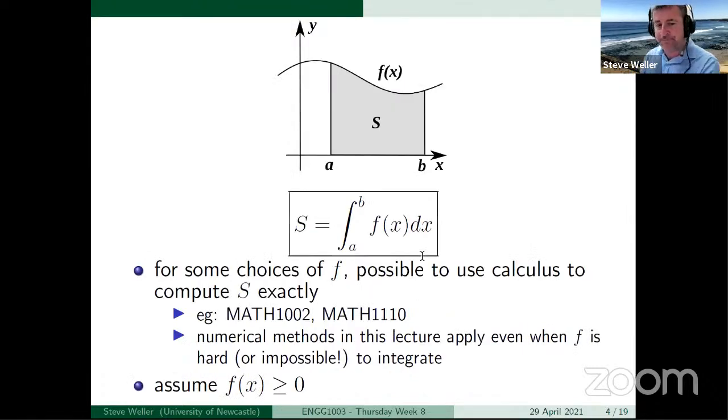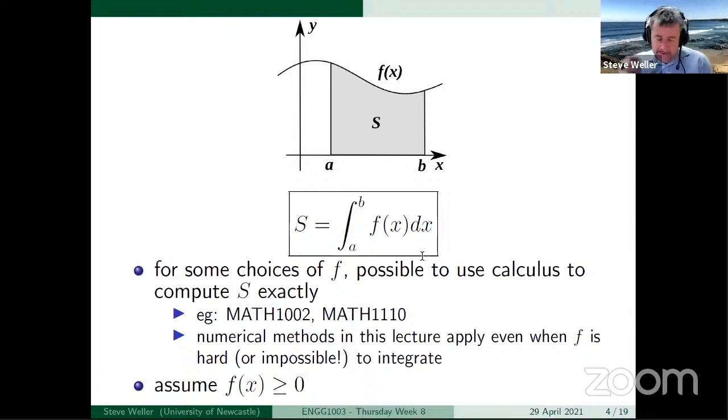A few more basics. For some choices of f, it's possible to use the tools of calculus to compute S exactly. If you've not seen it at high school, some of you may be studying Math 1002, some of you may be studying Math 1110, and you'll see calculus in those two courses, and that will give you the tools to integrate certain functions over the range a to b, and that's great.